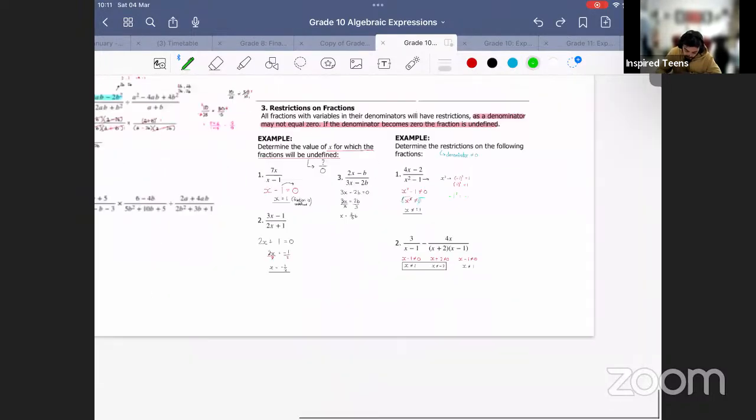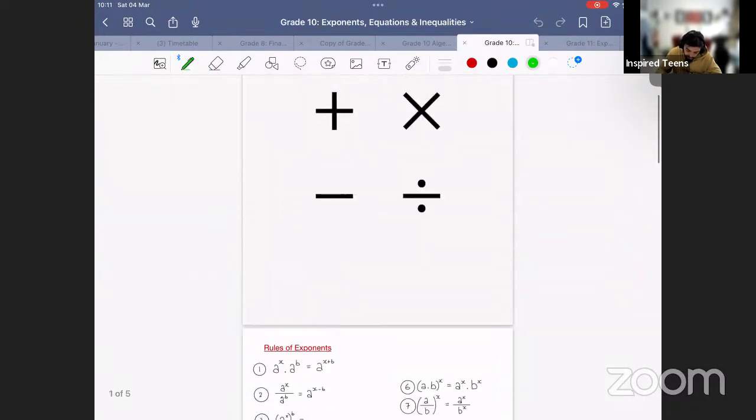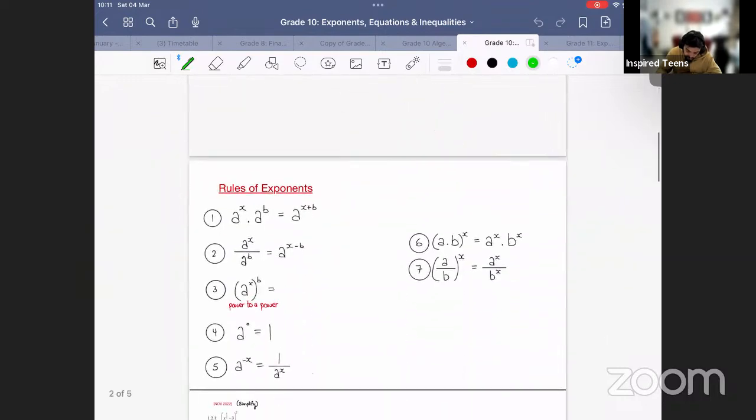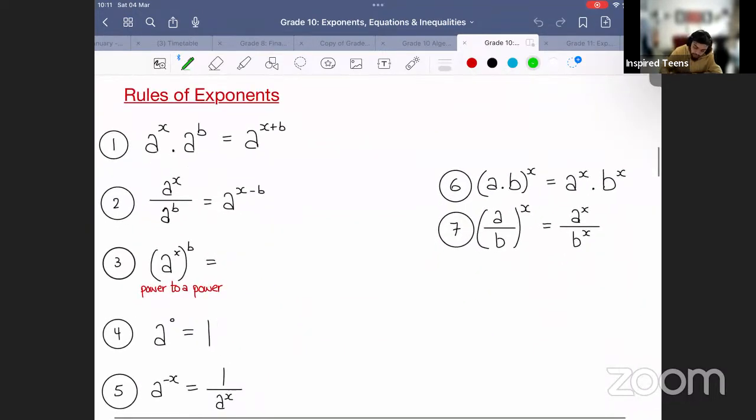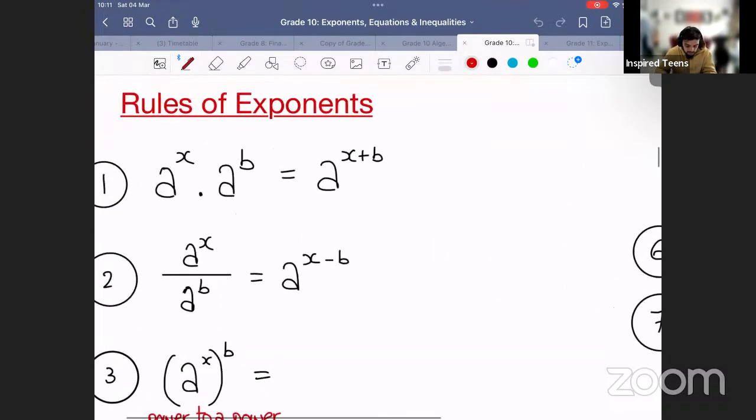Right, now let's move on. We're done with this. Let's move on to exponents, equations, and inequalities, where we're going to first discuss the rules of our exponents, which I think you've been doing since grade 8. Maybe some are new, but most of this has been done from grade 8. So let's go through them again and understand them.